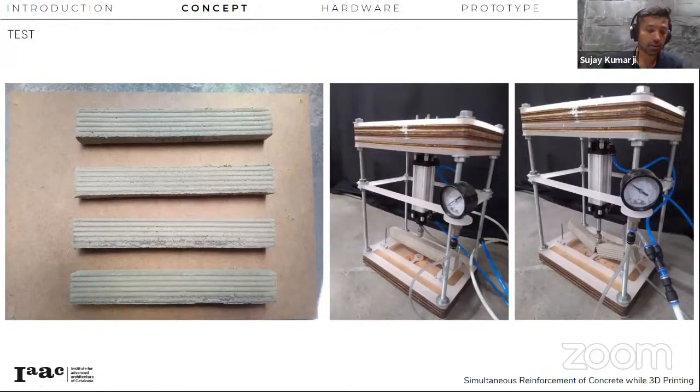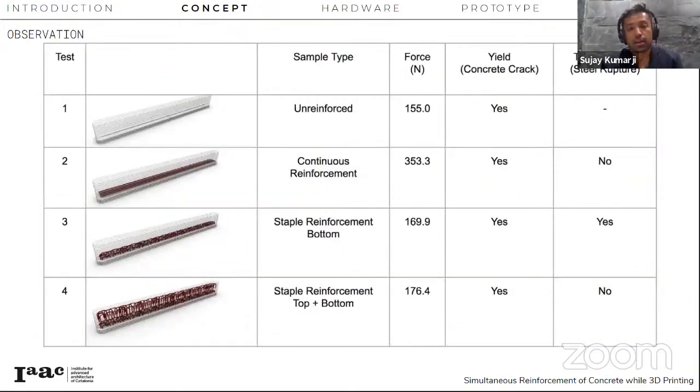At what point does the whole sample fail? So we came up with some interesting results. The first result was the lower baseline, and the second result, the continuous reinforcement, was the ideal benchmark that we had. And when we saw how our samples tested against it, we found some increase in tensile force, in the sample's ability to tackle tensile stresses.